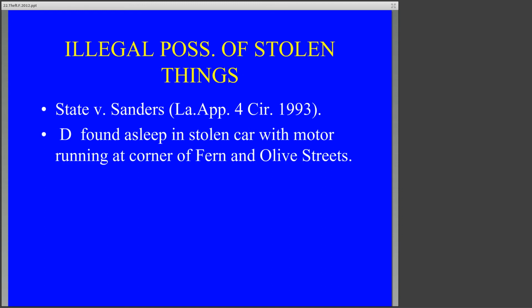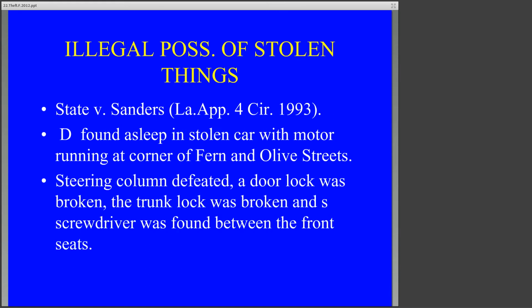We had a case, State v. Sanders. What happened in Sanders? The defendant was found asleep in a stolen car with the motor running at the corner of Fern and Olive Street in New Orleans. The steering column was defeated, a door lock was broken, the trunk lock was broken, and a screwdriver was found between the front seats.